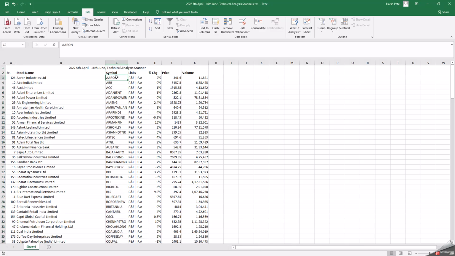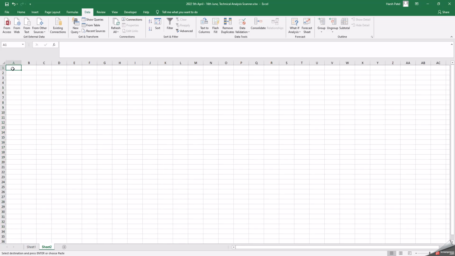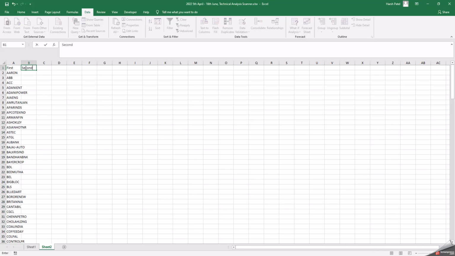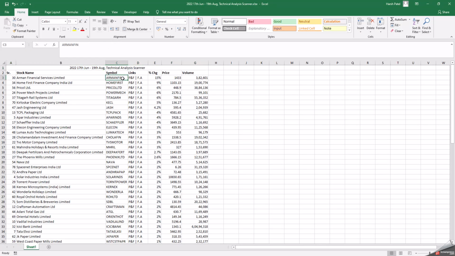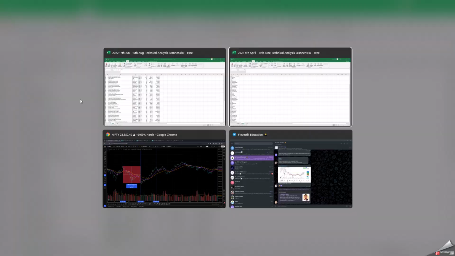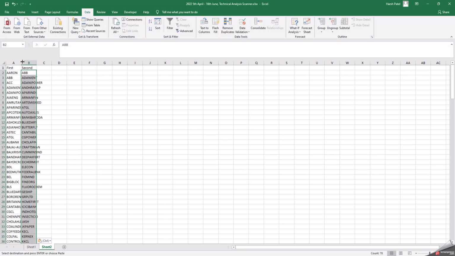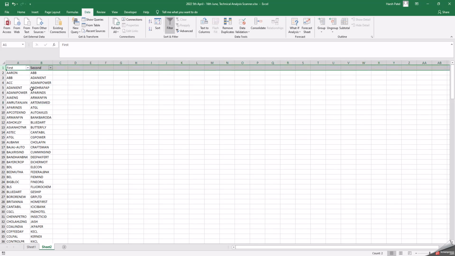I will copy these symbols and create another sheet, and I will write first period, and copy again and paste it. Here I will write second. This is the second period scan we have. I will do a sort here, and I'm putting a filter here.